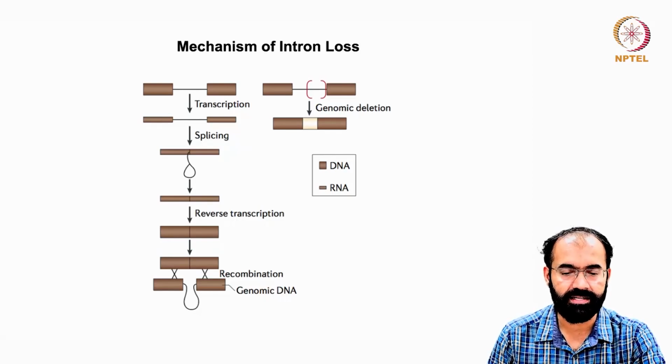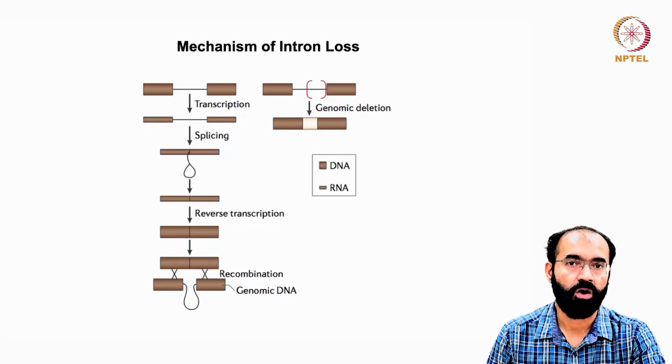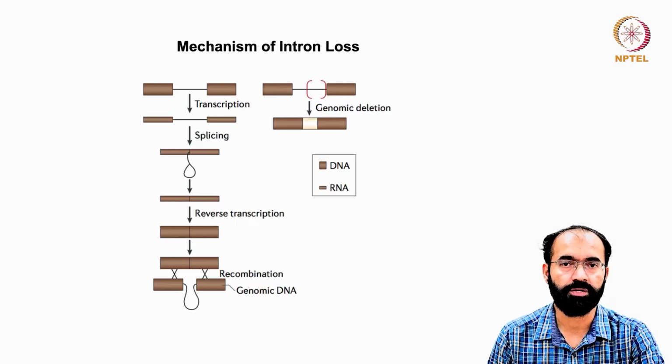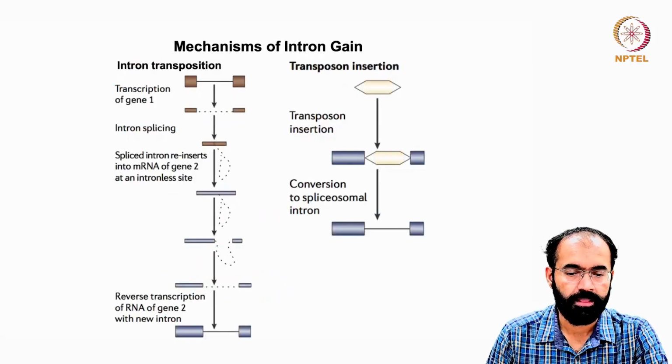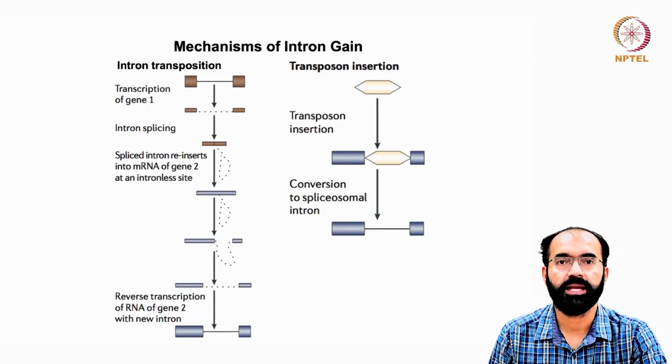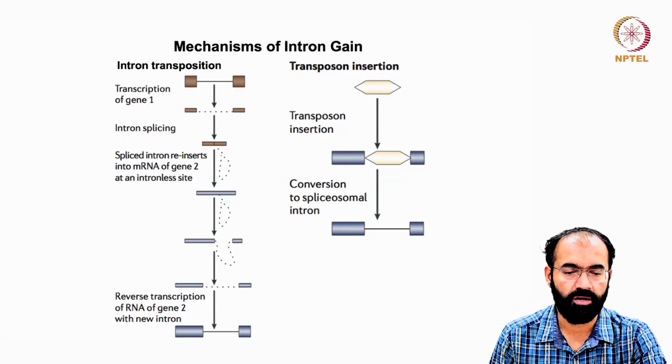Another second category is the loss of part of the intron or full intron through recombination or replication error mediated loss, and you can have loss of intron. Now let us see how can we have intron gain. How can you get gain of intron?